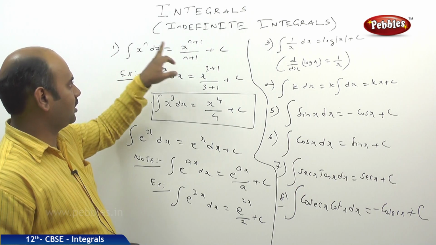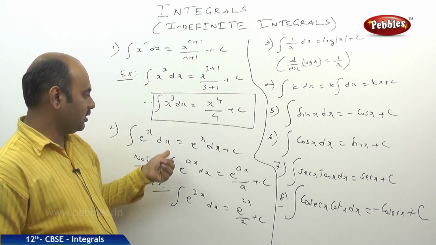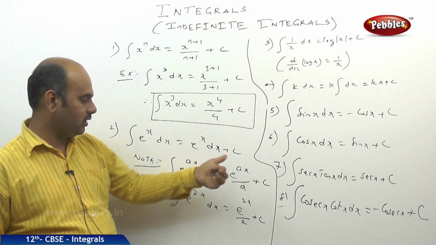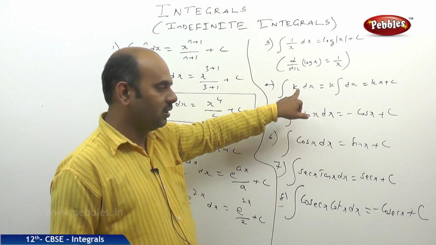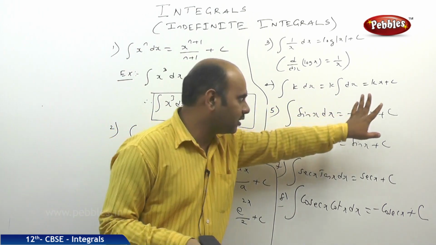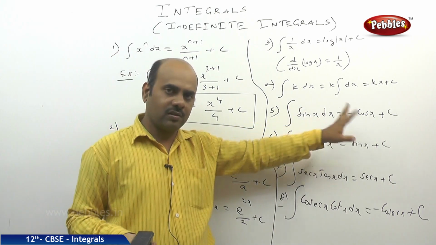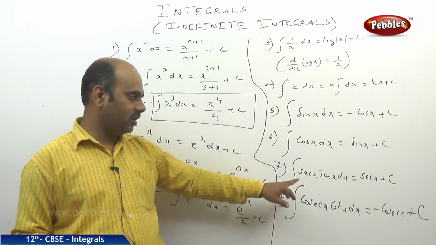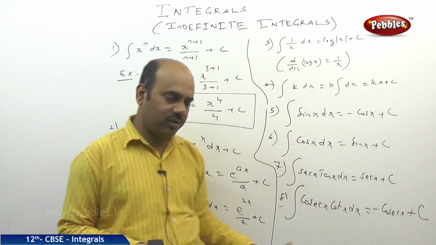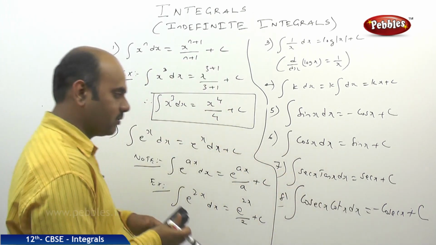The very first one is integral of x power n dx equals x power n plus 1 by n plus 1 plus c, and integral of e power x dx is e power x plus c, and integral of 1 by x dx is log mod x plus c, and the integral of k dx is kx plus c, and integral of sin x dx is minus cos x plus c, and integral of cos x dx is sin x plus c, integral of secant x tan x is secant x plus c, integral of cosecant x cot x is minus cosecant x plus c.